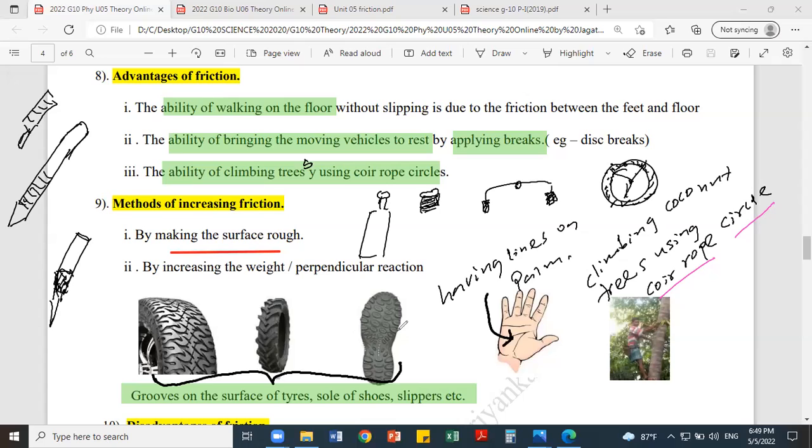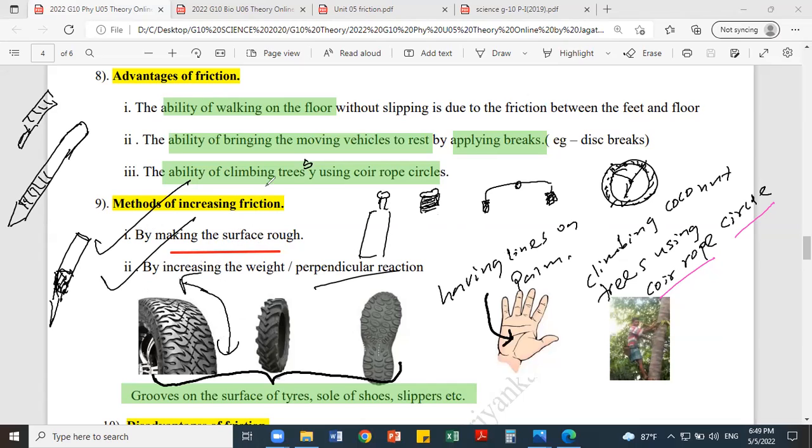Here, there are two methods. What are the two methods? Making the surface rough. Second one, by increasing the weight or the perpendicular reaction. I told you when the vehicle is stuck in mud, the wheels are rotating in the same place even though the driver raised the engine to a higher speed. Why? Between mud and the tires, there is so little friction.